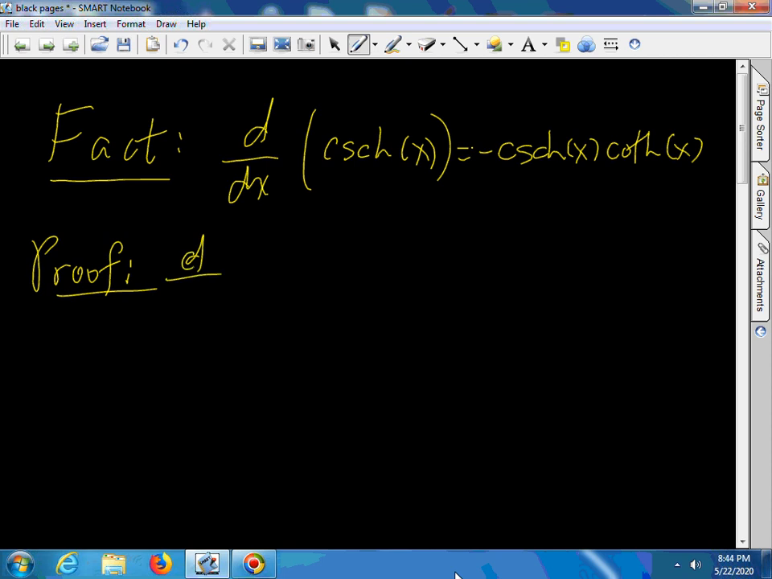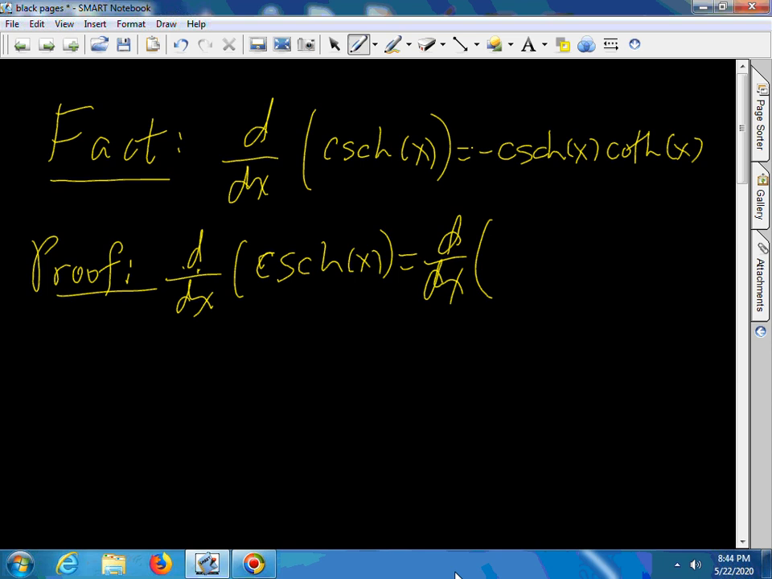The derivative of hyperbolic cosecant of x is equal to the derivative of, well, cosecant hyperbolic of x, well, that's 1 over sinh of x. So I'm going to write sinh of x upside down: 2 over e to the x minus e to the negative x. And then I'm going to rewrite it again.